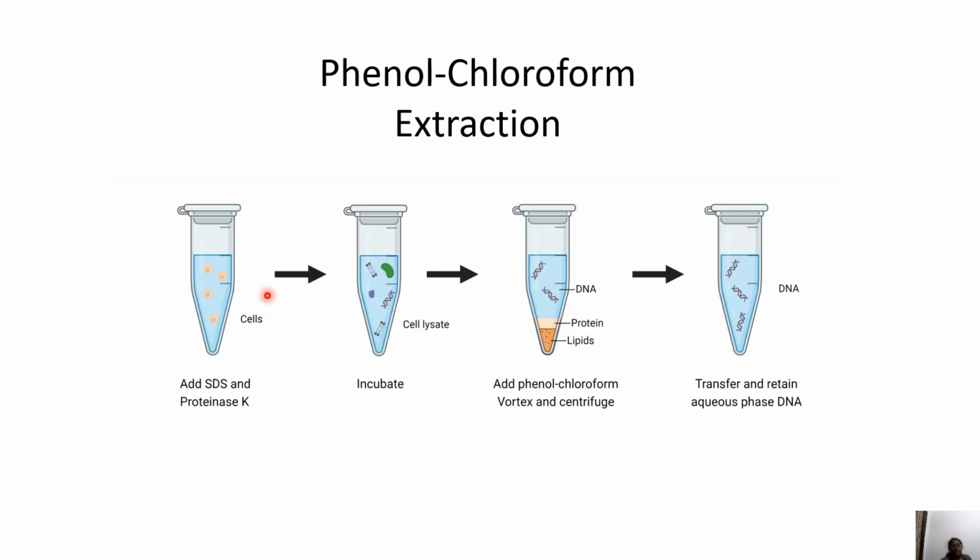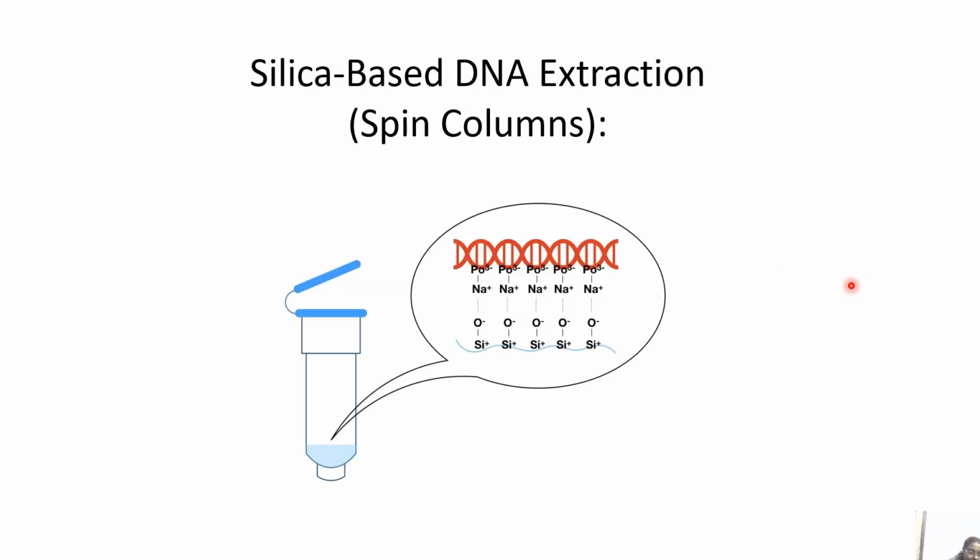Next, this is the phenol chloroform extraction schematic. These are the cells, then add SDS and proteinase K. This is the cell lysate. You incubate it, and then if you add phenol chloroform, vortex and centrifuge, basically lipids and proteins will go down, and DNA will be in the aqueous phase. Then you transfer and retain the aqueous phase DNA.